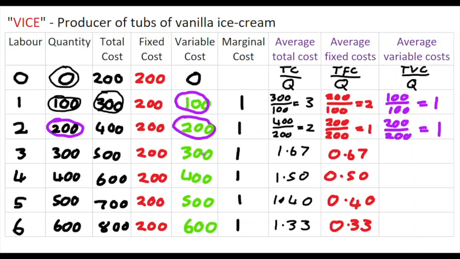And in fact, as we come down along all the calculations, you'll see the average variable cost is constant at 1 throughout. So 1, 1, 1, and 1 here.